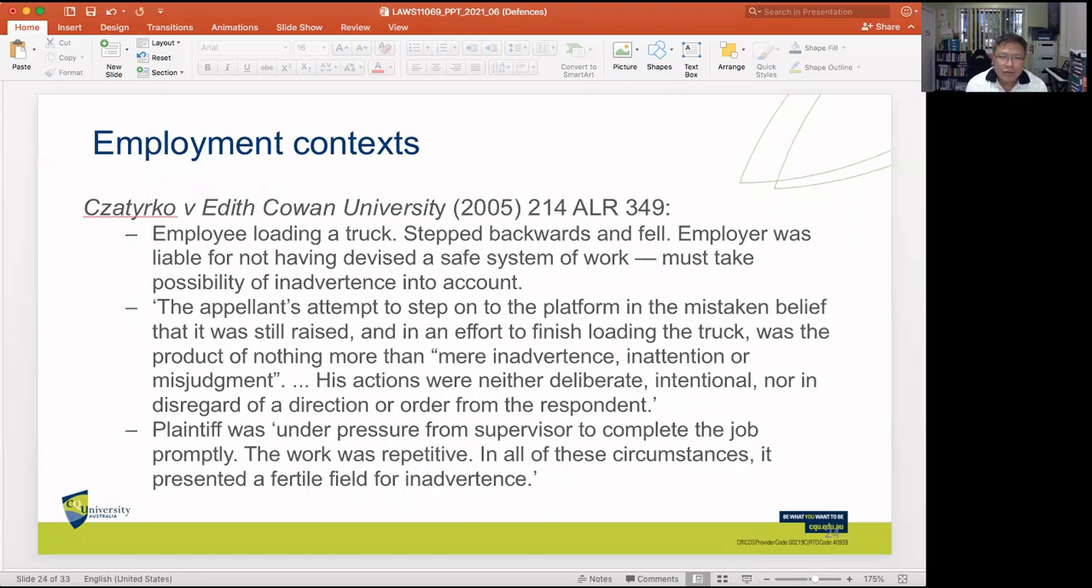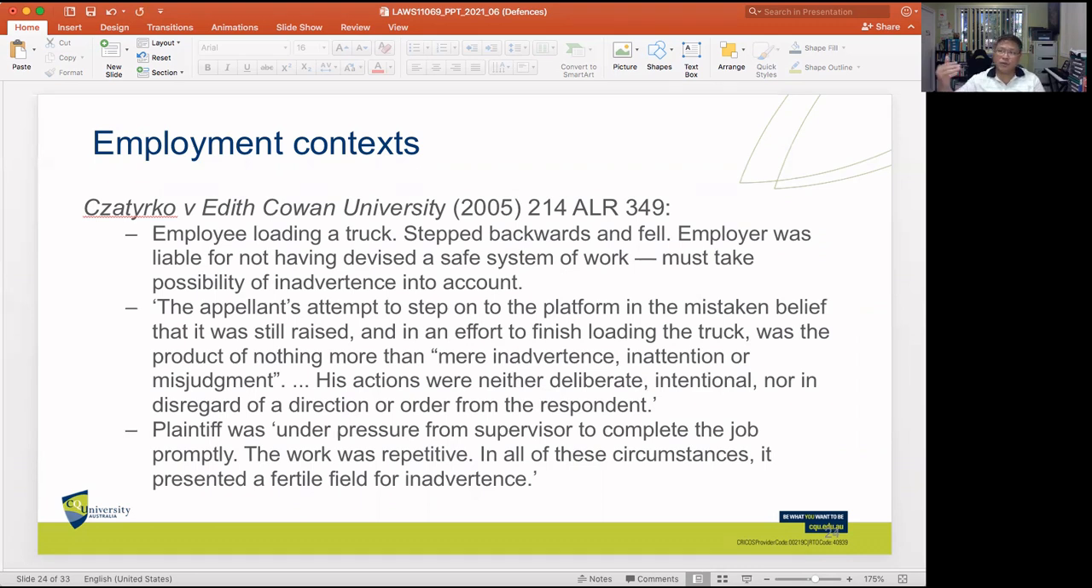In Zatirko versus Edith Cowan University, this involved an employee loading a truck. As the employee was loading the truck, he stepped backwards and fell. The employer, however, was liable for not having devised a safe system of work.